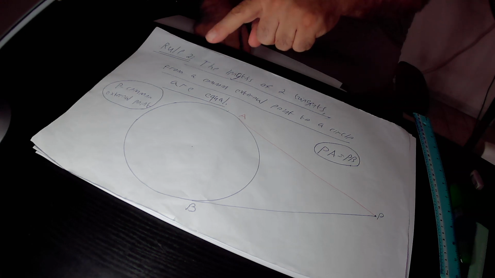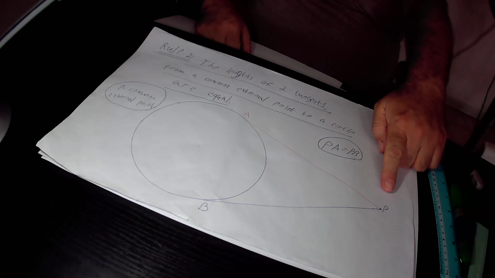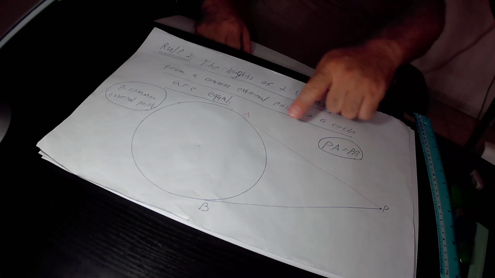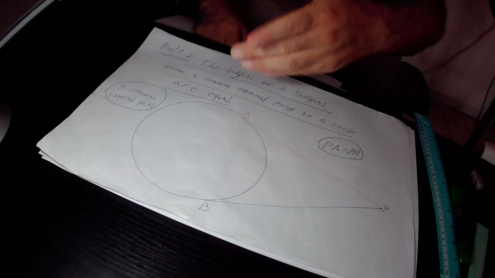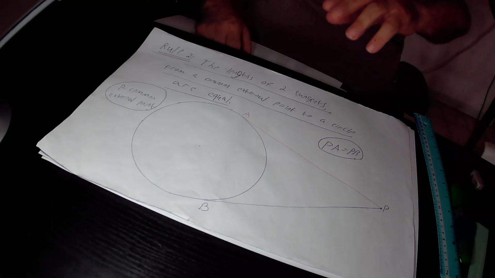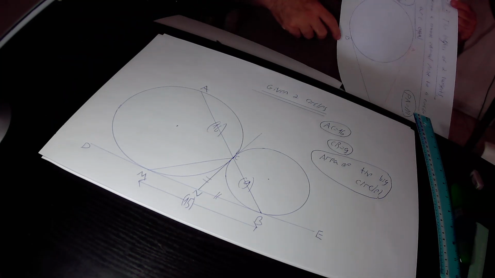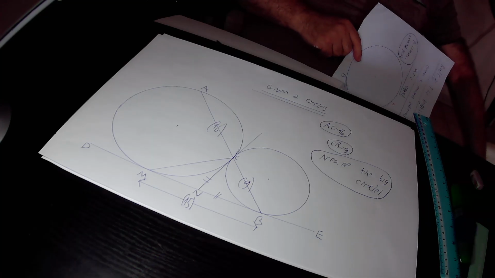In the drawing, we have a circle, and this is the common external point P. From this common external point P, we have two tangents to this circle, tangent PA and tangent PB. And according to this rule 2, they are equal to each other. That is to say, PA equals PB. So as I mentioned, we can implement rule 2 in our drawing.